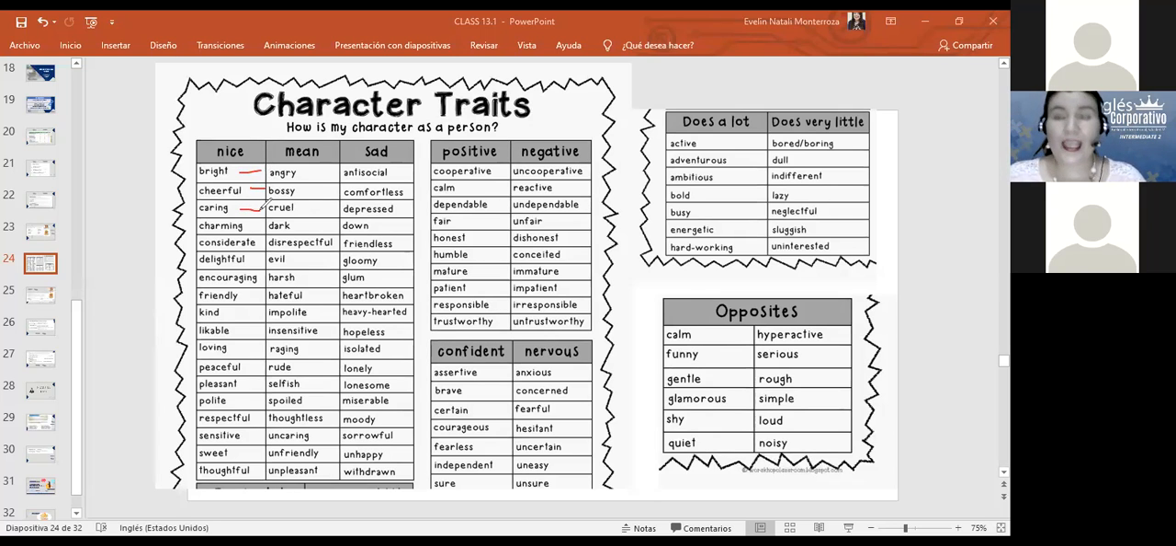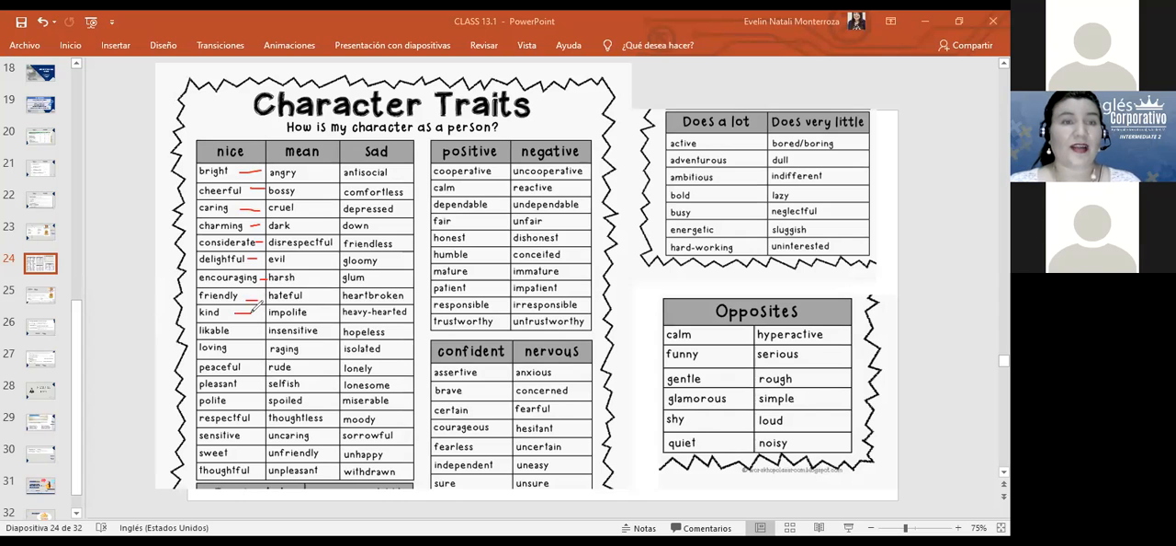And you have here, bright, cheerful, yay, you can do it, that's cheerful, right? Caring, hey, students, I need you to study, it's for your own benefit, right? Charming, it's like adorable, that's charming, right? Considerate, ah, don't worry, we're going to do it later, considerate. Delightful, que se disfrute estar con esa persona, she's delightful, right? Encouraging, que te motiva a ser mejor, right? Encouraging, vamos, tú puedes, dale, dale. Friendly, amigable, right?